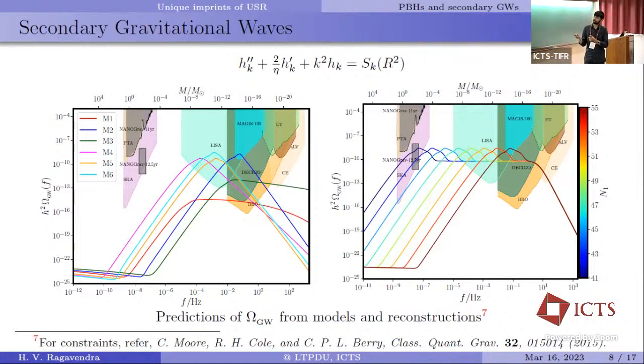That is one surefire way of distinguishing these signatures of secondary gravitational waves being detected in these observatories, in contrast to other scenarios such as phase transitions or stochastic mergers of black holes and so on.